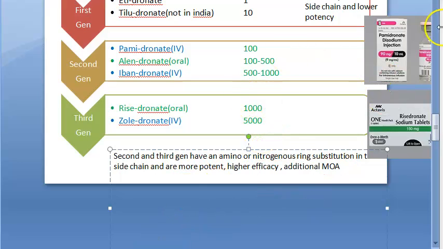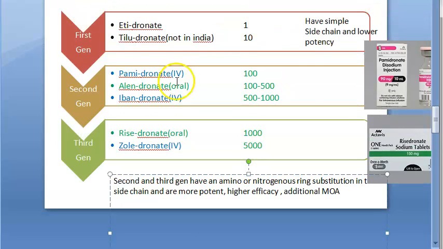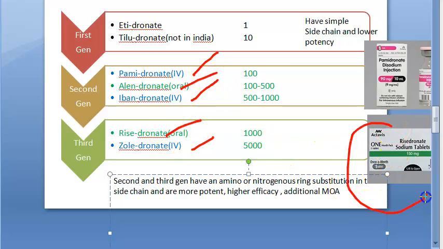Okay, so now let us look at the names again. In second generation, you have pamidronate. Pamidronate is given IV. Ibandronate is given IV. Zoledronate is given IV. Alendronate is oral. Risedronate is oral. See, risedronate is oral. Alendronate you have seen in the previous photo. Correct? You remember you have seen alendronate there.